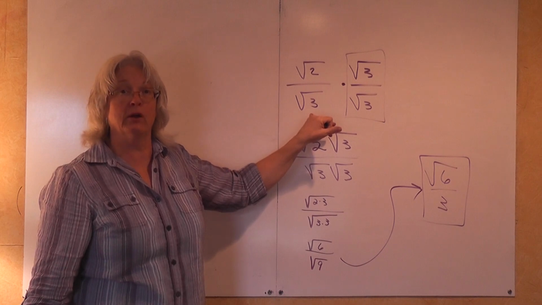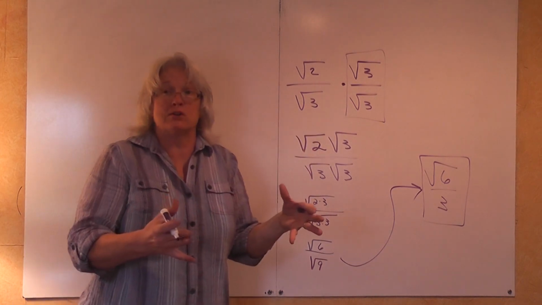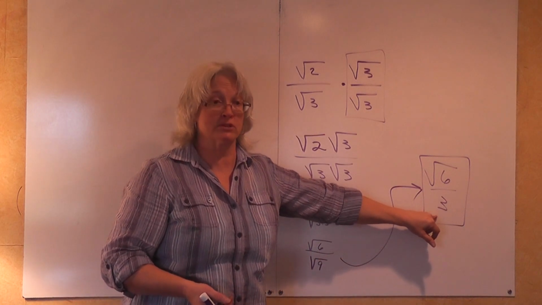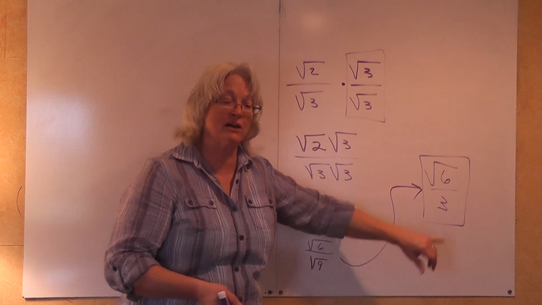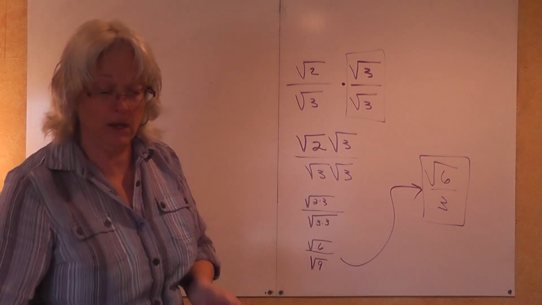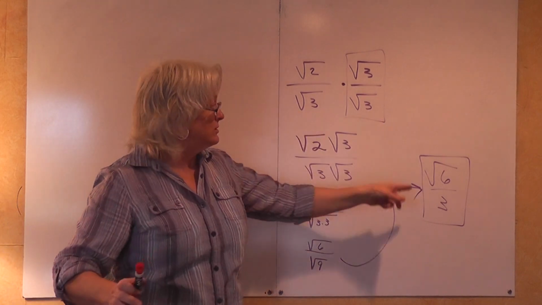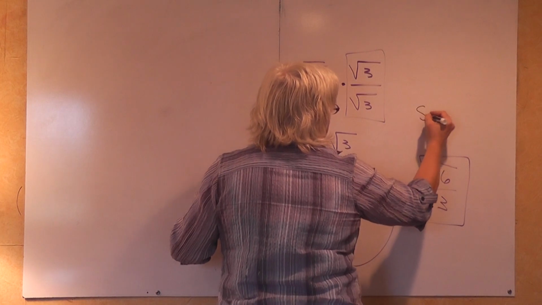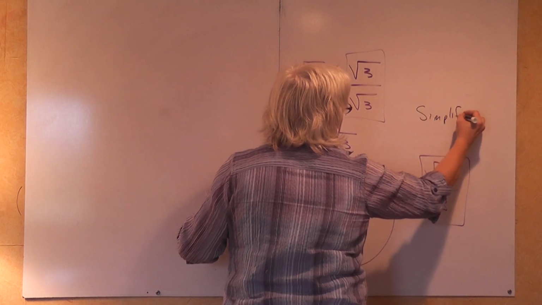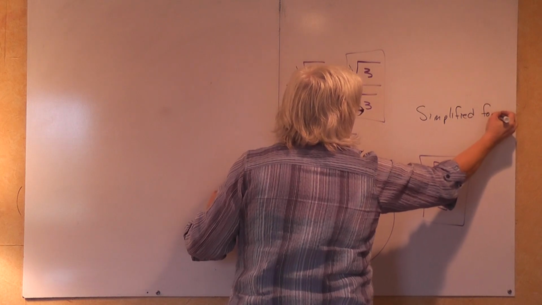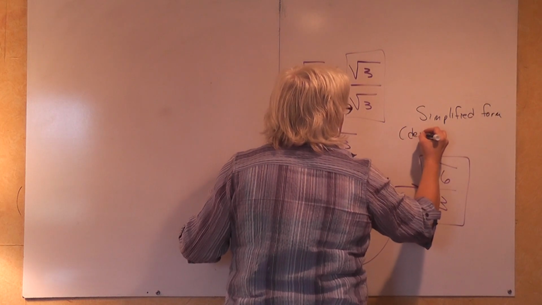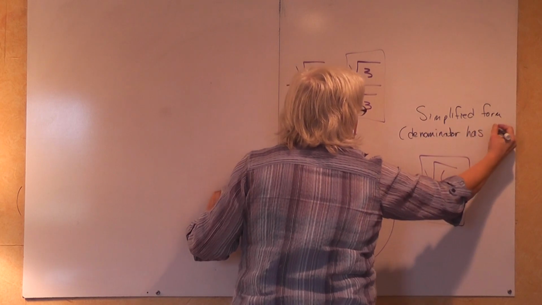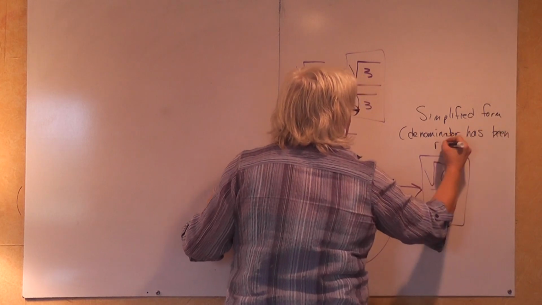This right here is what we mean when we say rationalize the denominator. There's a radical symbol over here in the denominator, which means it's an irrational number. Now, there is no longer a radical symbol here. This is a rational number, so this is rationalized. And this is what we mean when we talk about rationalizing a denominator. This is the simplified form. The denominator has been rationalized.